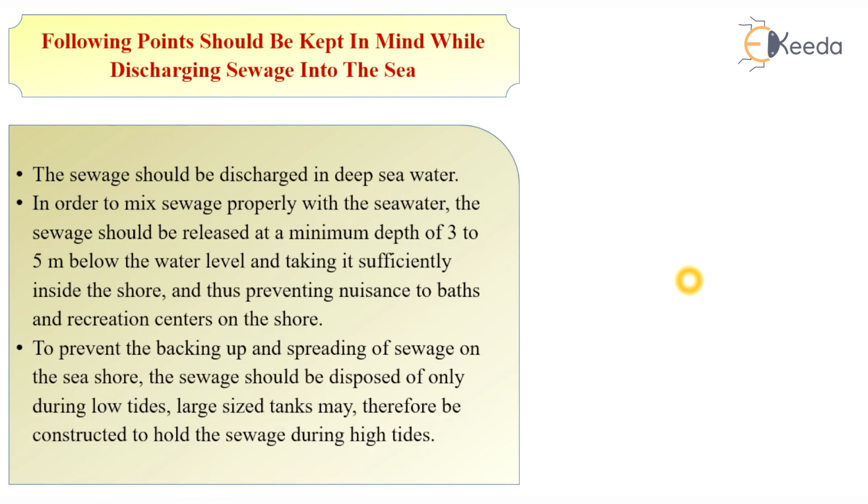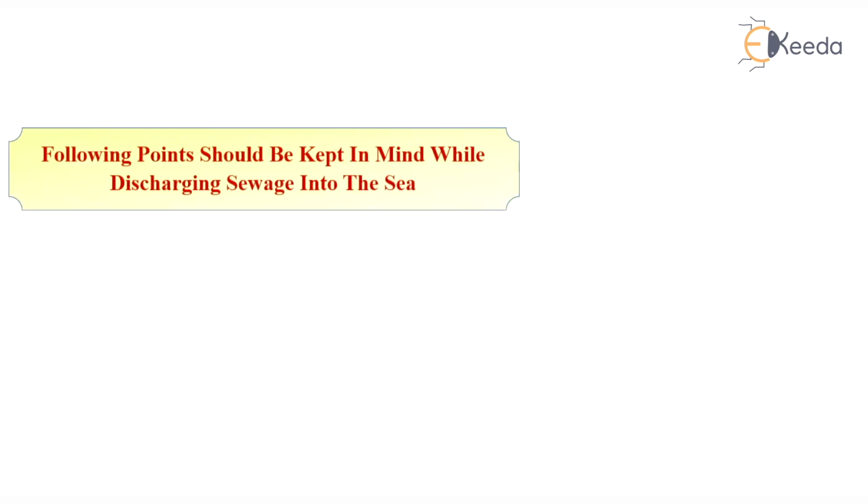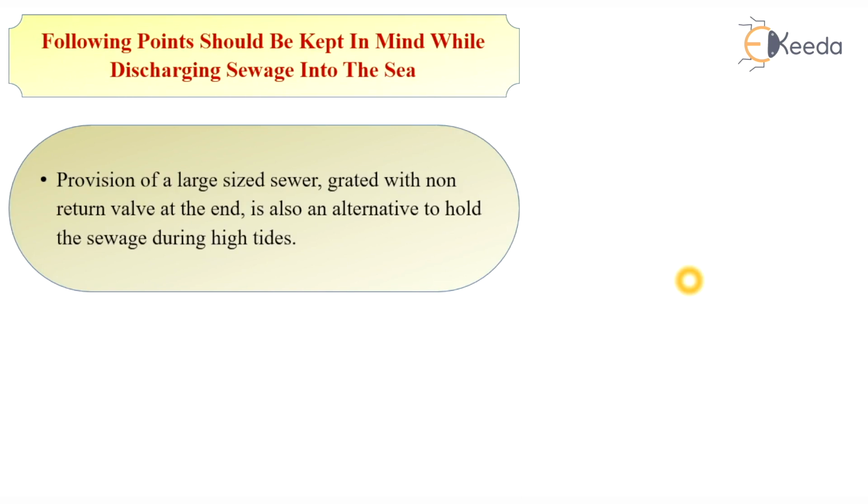To prevent the backing up and spreading of sewage on the seashore, the sewage should be disposed of only during the low tides. A large size tank may therefore be constructed to hold the sewage during the high tides. And provision of a large size sewer fitted with a non-return valve at the end is also an alternative to hold the sewage during the high tides. So these are some prevention measures that should be taken while discharging the sewage into the sea or ocean.